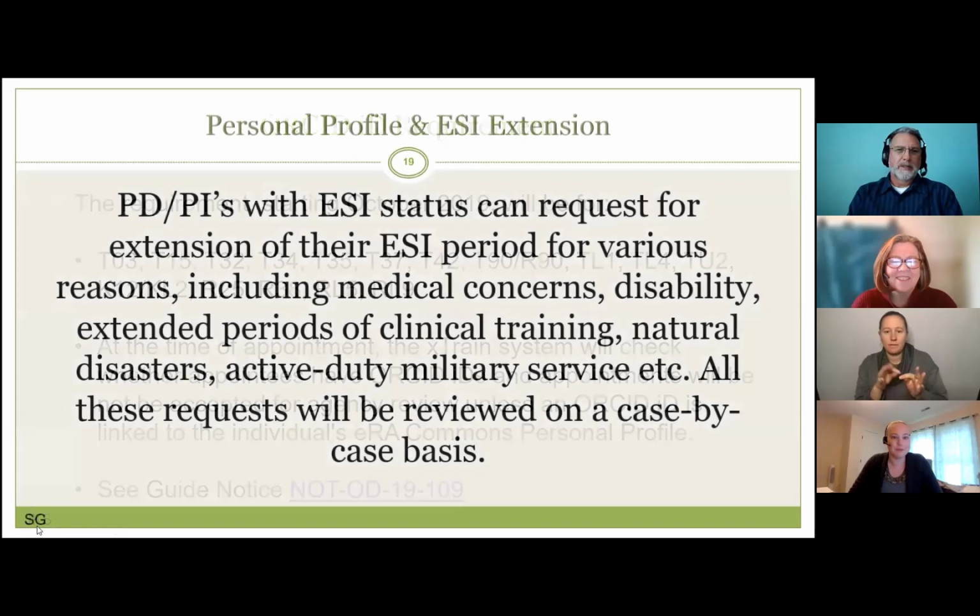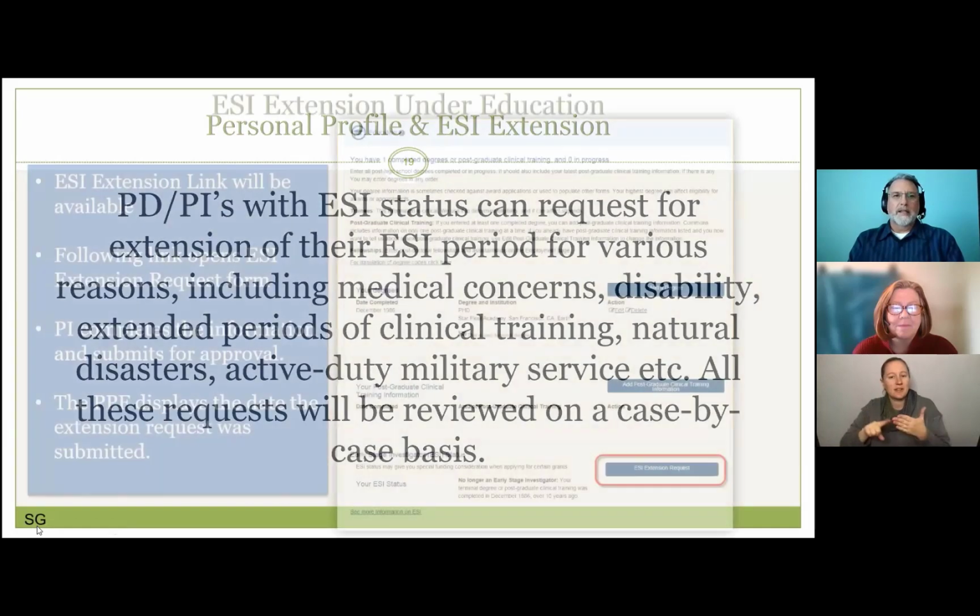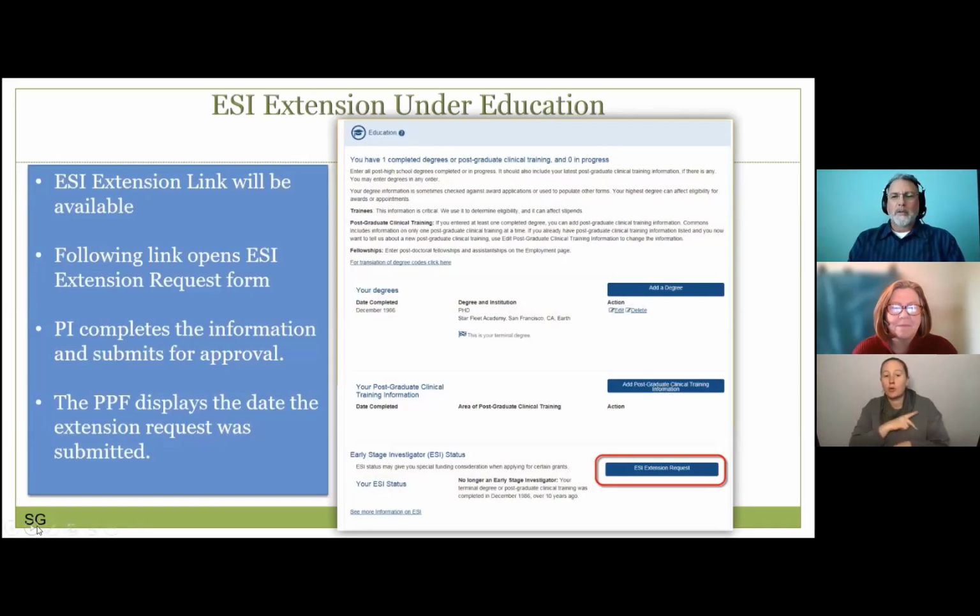Okay. All right. This is the early stage investigator extension process. This is done through the personal profile. It's updated there. Just want to really make you aware, the biggest thing about this is it's under your education tile. So you'll see right there at the top of the image to the right, it says education. You're going to need to open that up and click the edit button. And when you do that, the circled ESI extension request button will be available. You can click on that.